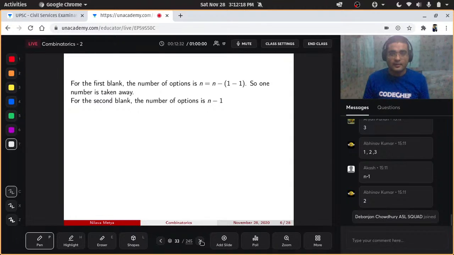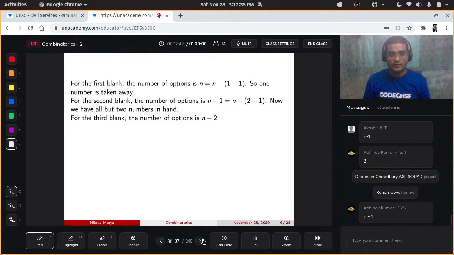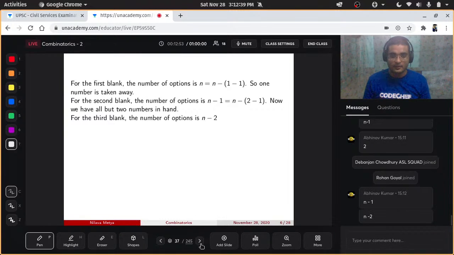So I will write it a bit differently again. I'll write it as N minus 2 minus 1. Now we have all numbers except two of them, right? For the third blank, we have N minus 2 numbers, as you all said. The third blank has N minus 2 numbers, right? Again, we'll write it a bit differently.